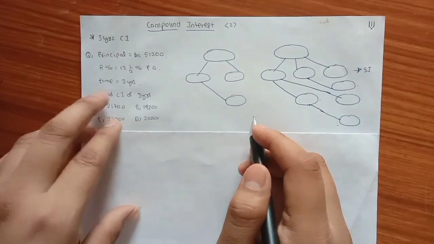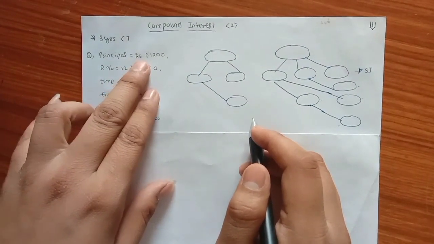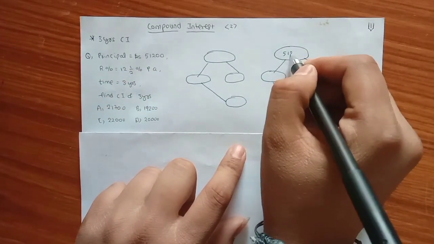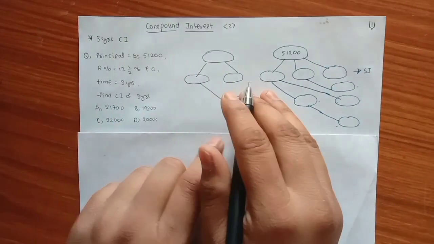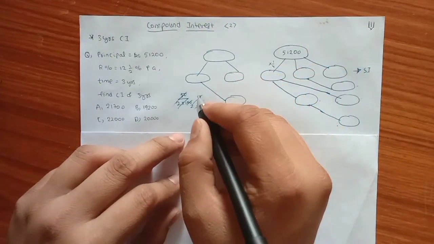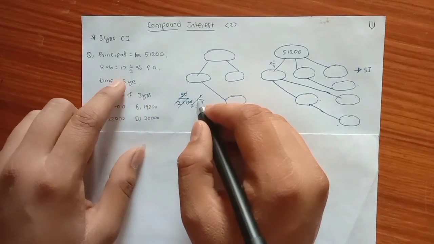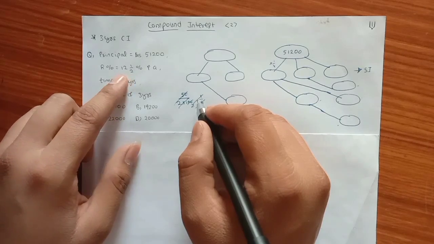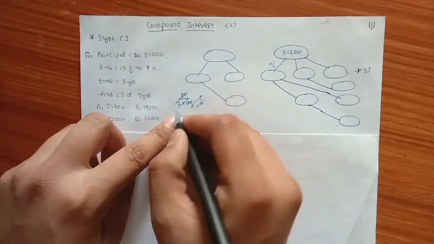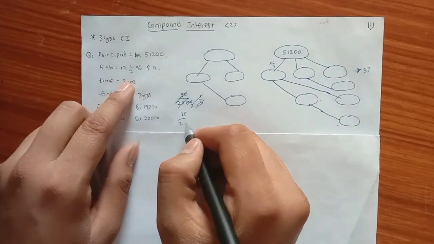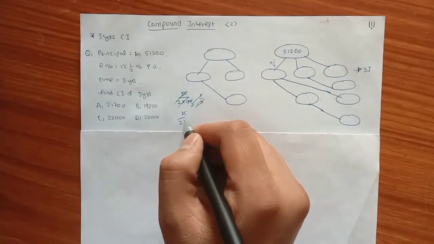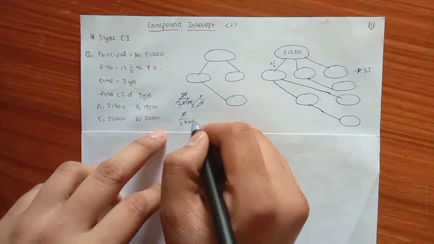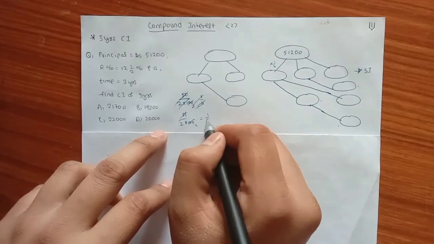Now the question is: the principal is 51,200. Oh, sorry, I have made a small mistake here. When we simplify this, 12 1 by 2 is 24 plus 1, which is 25 by 2. To calculate the fraction we need to multiply the denominator by 100, which gives 25 by 200, which equals 1 by 8.